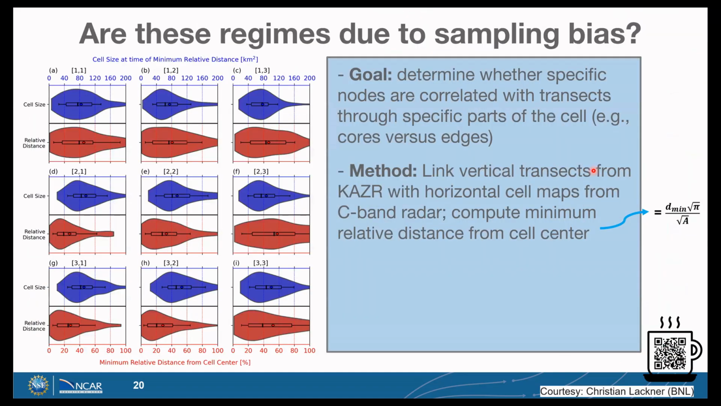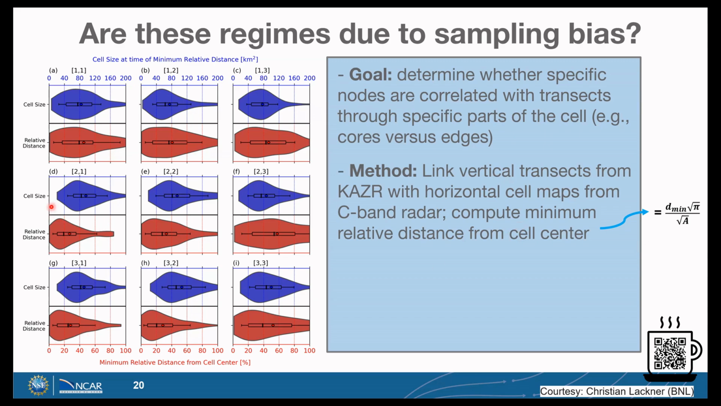Christian went a step further and looked at whether these regimes were due to sampling bias. One could say, okay, well, it's a vertically pointing radar. You could just be missing a bunch of cells and seeing the edges, for example, and maybe the SOM method is just clustering them into regimes based on where you're sampling the cells. So the goal is to determine whether these nodes are correlated with transects through specific parts of the cells. Christian essentially linked the vertical Ka-band radar with the horizontally scanning C-band radar and computed the minimum relative distance from the cell center.